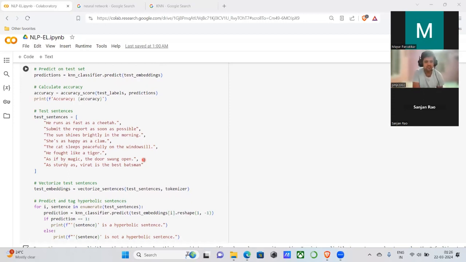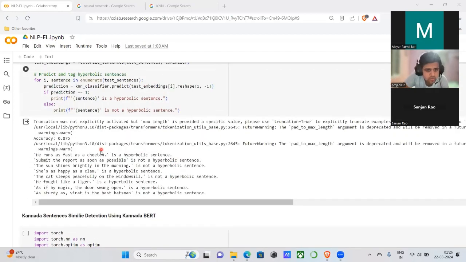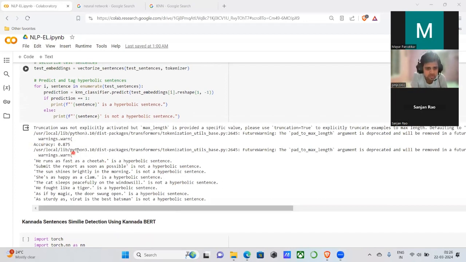So these are the test sentences. "He runs as fast as a cheetah." As you can see, this is also an exaggeration. Nobody actually can run as fast as a cheetah, but this is an exaggeration. And this is classified as a hyperbolic sentence. "Submit the report as soon as possible" is not a hyperbolic sentence because there is no exaggeration in the sentence at all. As you can see, the sentences are correctly classified, and the accuracy of our model was 0.875.